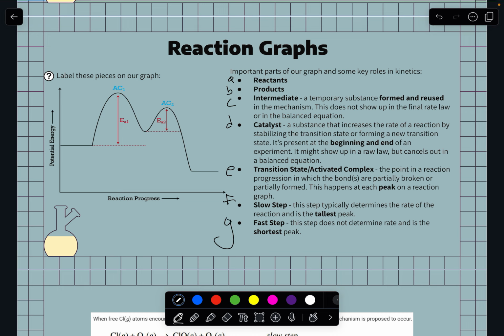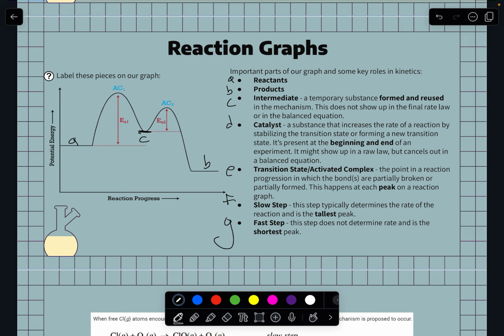Okay, so we start with our reactants. Remember, reactants is the start of our reaction. It's what we have at the beginning. Our product is what we make at the end. So reactants at the beginning, products at the end. C is the intermediate. This is a temporary substance formed and used in the mechanism, right? So this is in the center. We form it after the first step, and then we use it before the last. So it's gonna be that center step there. If you have a little dip in the center, that's your intermediate.